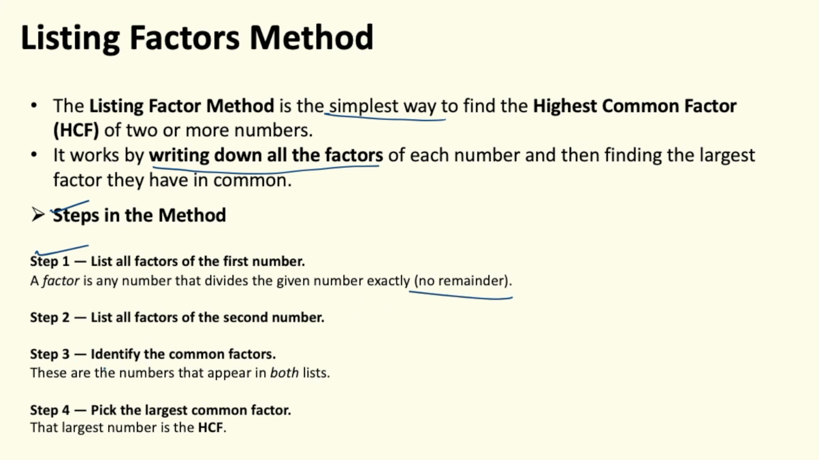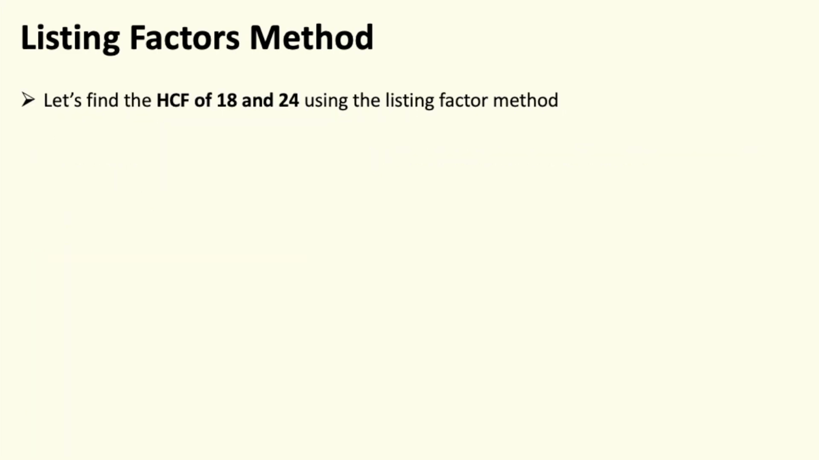Now in step 3, we have to identify the common factors between the factors of the numbers whose HCF we have to find. So this is the third step. Now once we find the common factors, we have to find the largest common factor among all of them, and that is nothing but the HCF of the given numbers. So let us see an example.